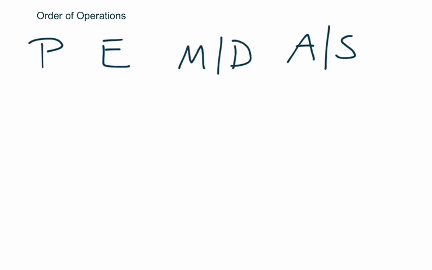And the reason they're grouped together is because they actually have the same rank. So it's not like you do multiplication and then you do division. You would actually do them at the same time from left to right through your problem. So I'm going to put a little L2R. And the same with addition and subtraction.